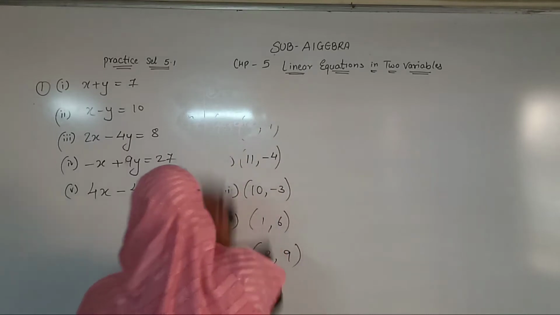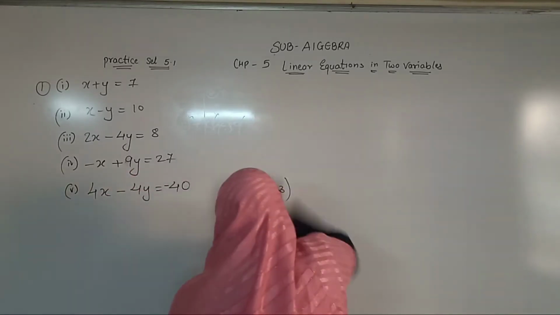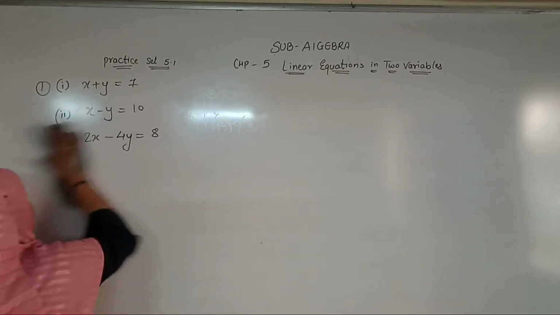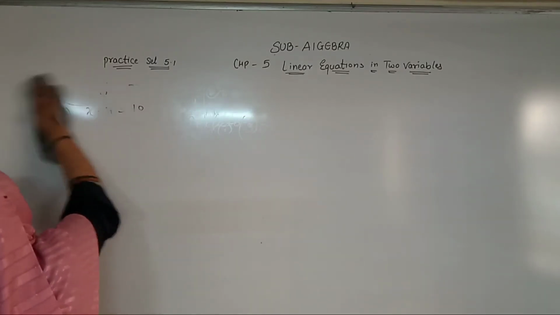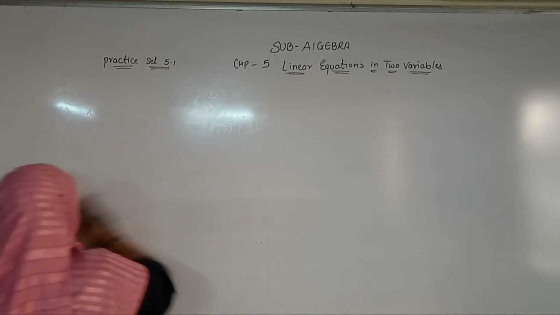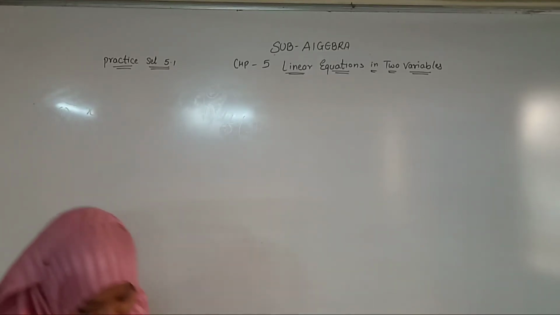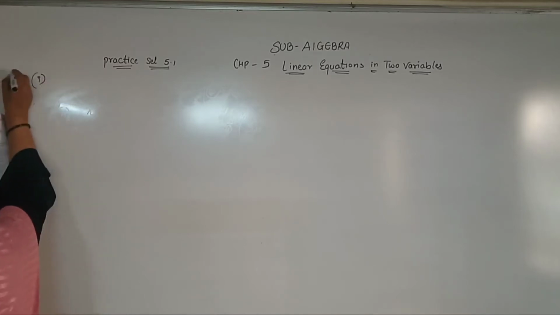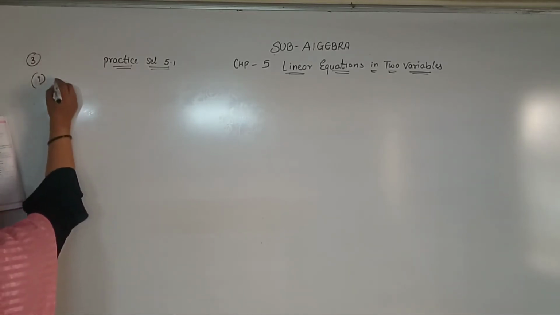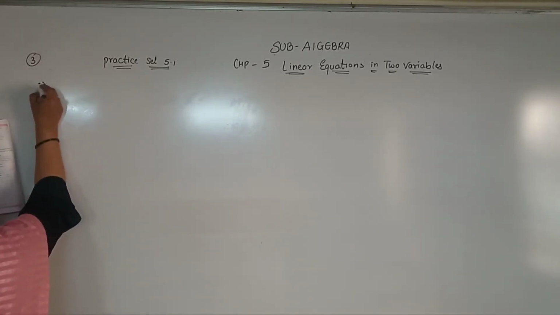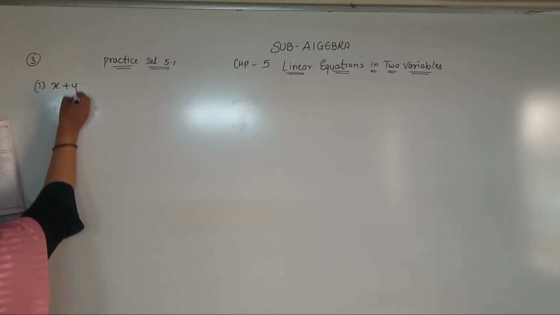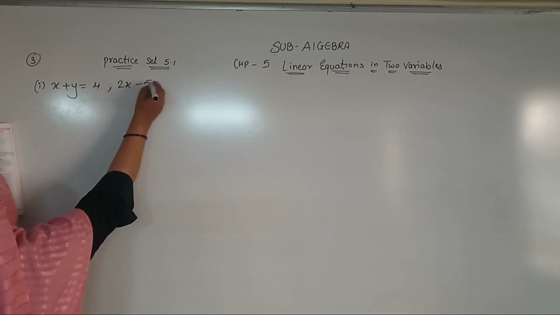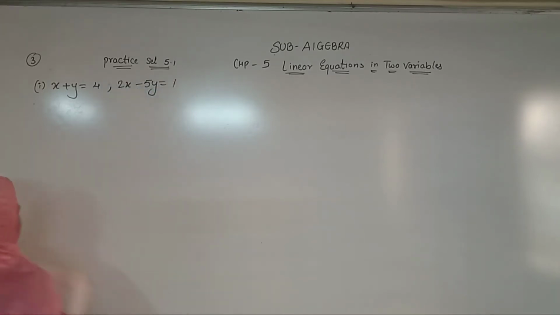So I am starting the main equation. Please concentrate on my explanation. Okay? Very first question. See the numbers. How is the number given? Question number 3, the first one. What is that? x plus y equals to 4, 2x minus 5y equals to 1.